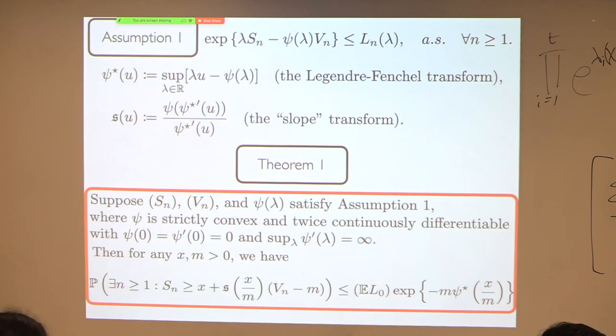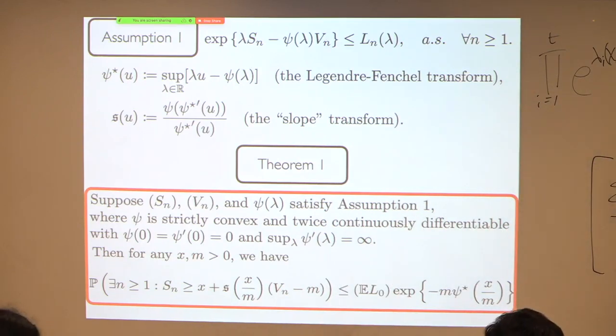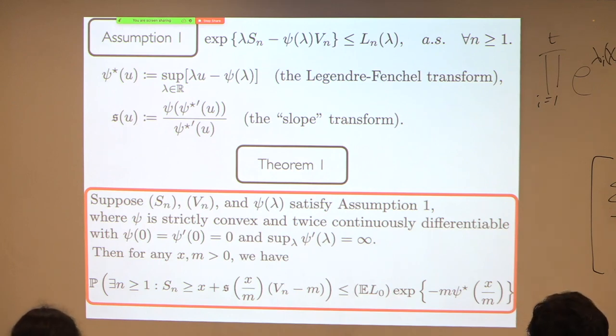So then the statement of the theorem is that for any x and m, and I'll tell you what those mean, you should think of them as describing a line: the intercept and the slope of the line. The probability that there exists any n such that my random walk Sn ever crosses a line in Vn is exponentially small. The expected value of L0 is 1, so forget this term, it's just 1. In the matrix case, it's a d, but in the scalar case, that's just 1.